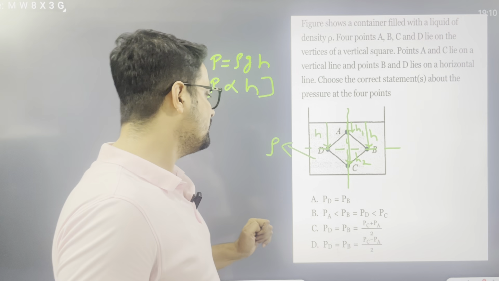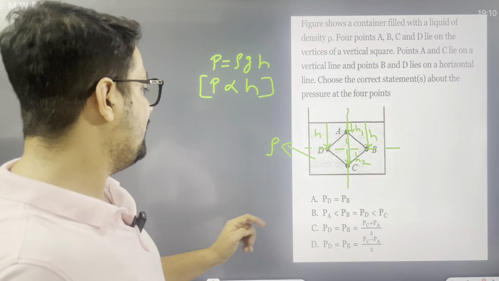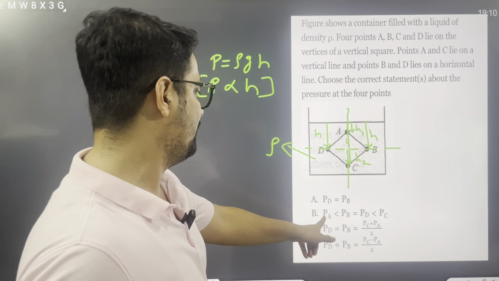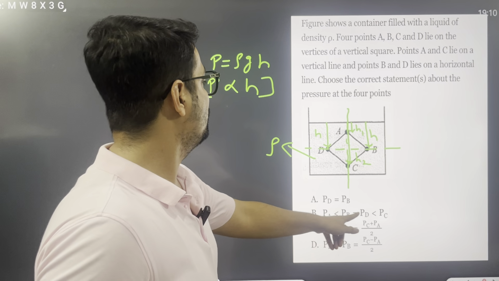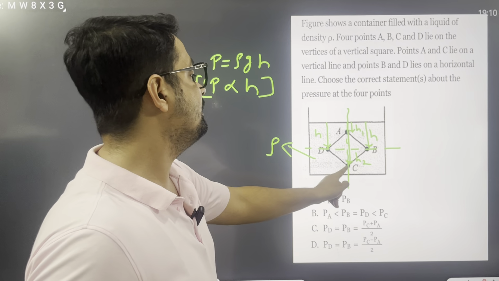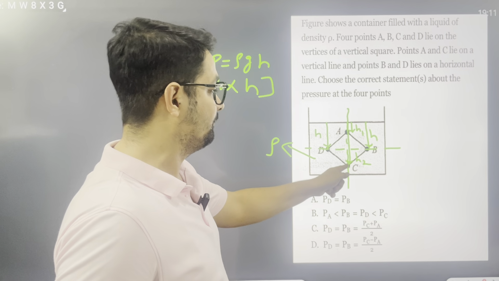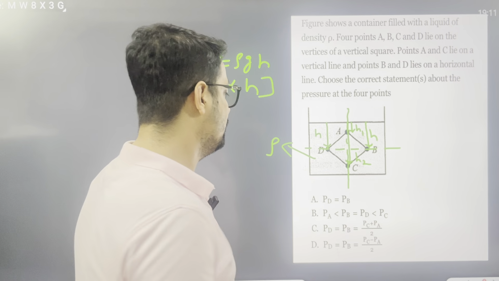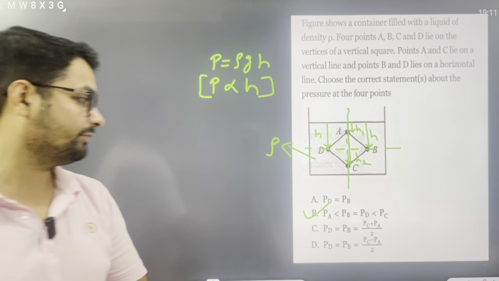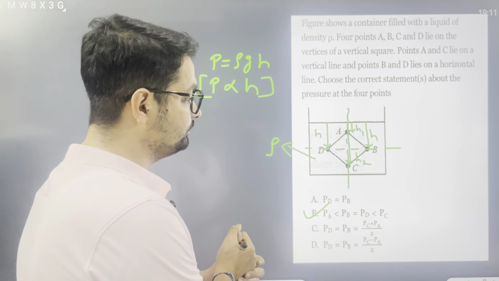So which option should be correct? PA will have minimum pressure, correct? PB equals PD, and PC has maximum pressure. Why? Because point C is at maximum depth, that is H2 from the free surface. So option B is the correct option. Okay. We'll go for the next question.